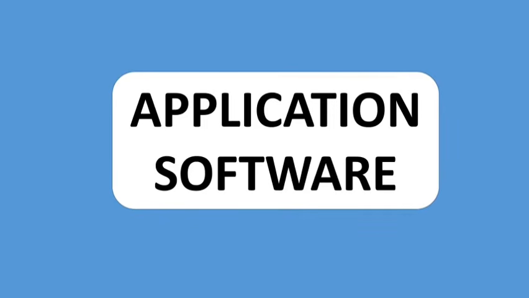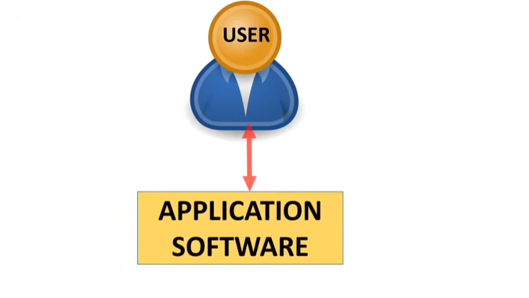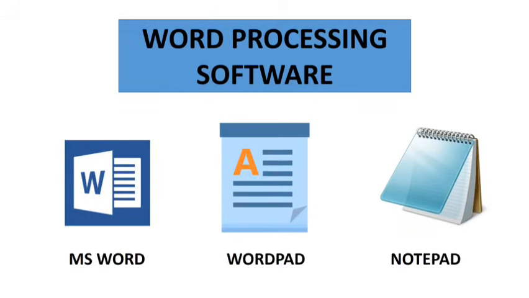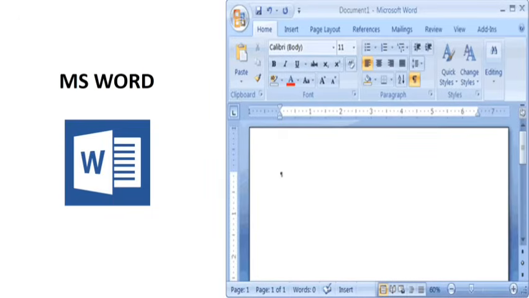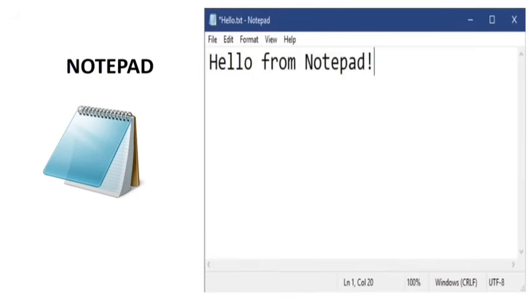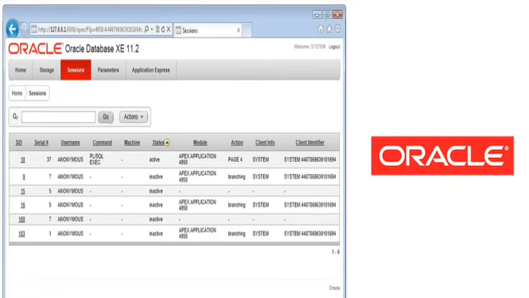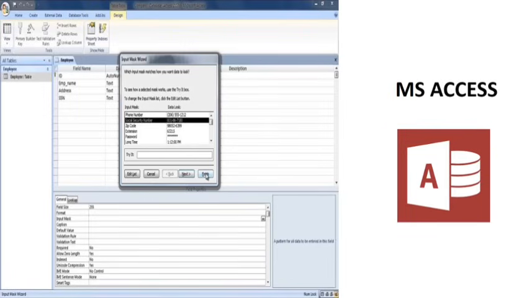Application software. Application software are programs that help the user perform specific tasks. Word processing software like MS Word, WordPad, and Notepad are used to create documents such as letters, reports, etc. Database software like Oracle, MS Access are used to store data and perform some operations on the data.